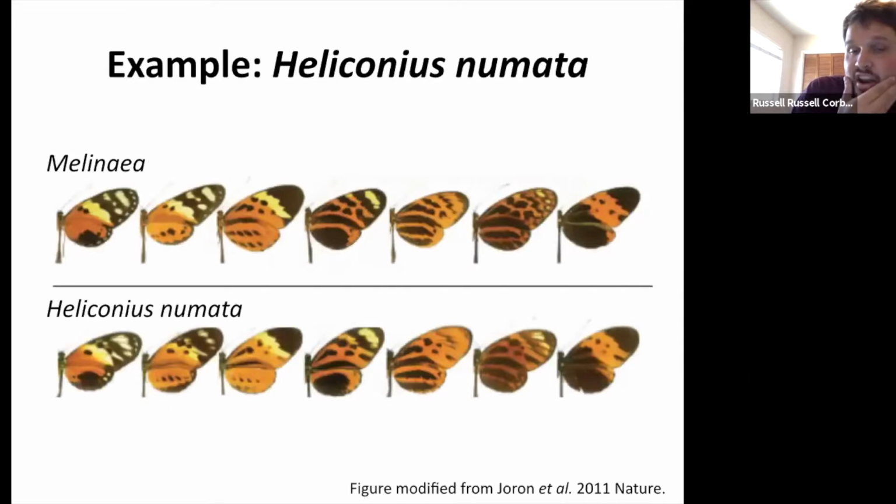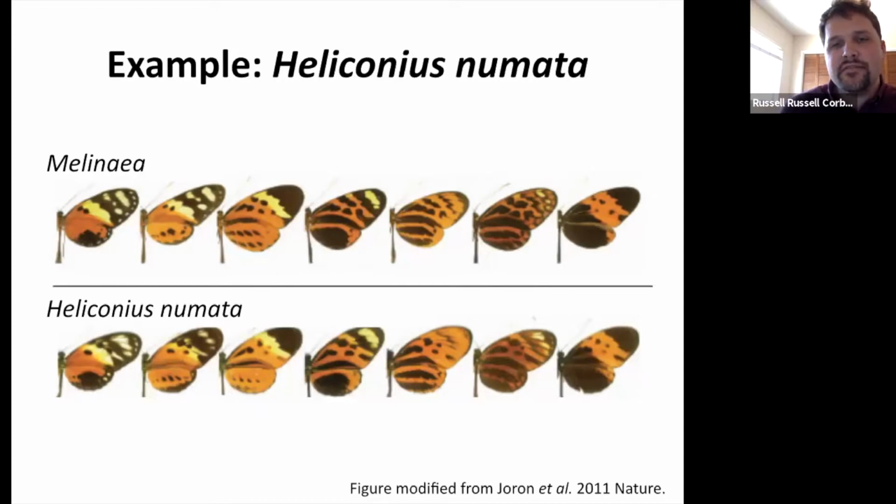And there are a number of really beautiful examples. I like to show this image because I don't normally get to show pretty organisms in my talk. And so some really beautiful work from Joron et al. back in 2011 took on this question in a big way. And what they're studying here is a family of butterflies, the Heliconius.